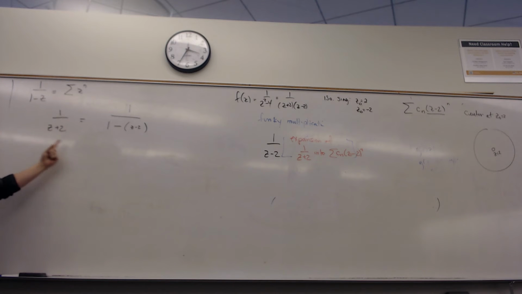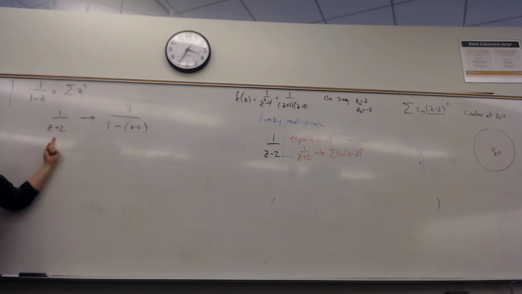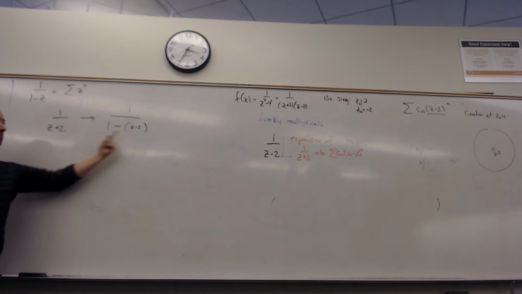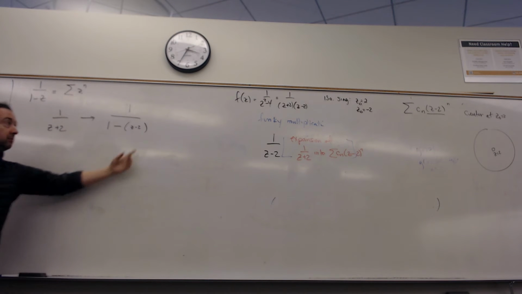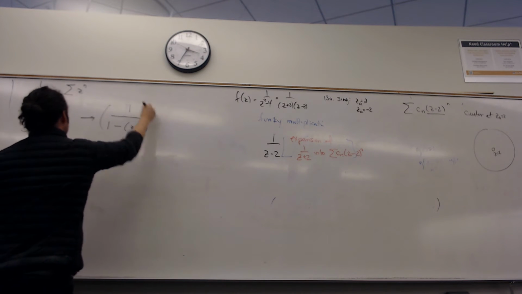If I could make this look like that, it's not equal to this, so I'll use an arrow here. If I could somehow algebraically rearrange this so it's 1 minus things that have z minus 2 inside of them, then I can feed them into the geometric series formula and I'll get a series out that has z minus 2's. So here's what that manipulation looks like.